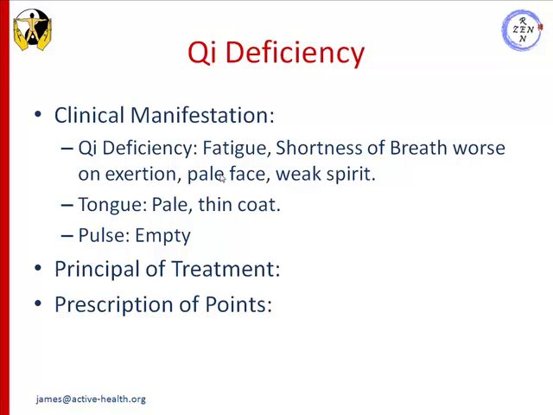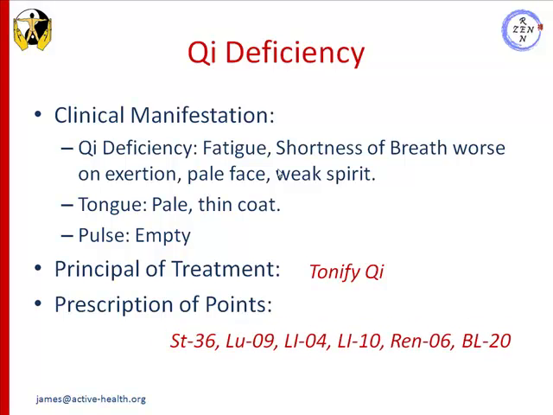Again, a very important aspect of looking at patterns of disharmony is to look at the principle of treatment. In other words, how are we going to treat this? And the principle of treatment is based on the functions that we have of our points. Here in the West, that's the way that we need to be looking at it. So in other words, we're going to tonify Qi. And then we look through our list of points for the prescription of points that tonify Qi, that do exactly what we want in our principle of treatment.